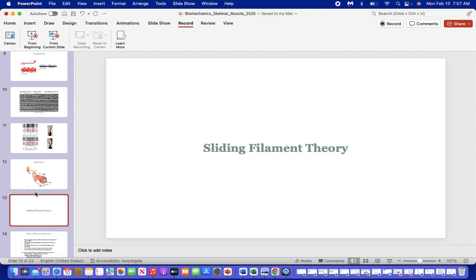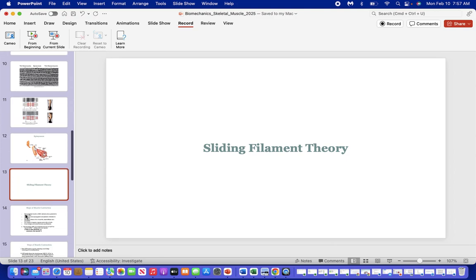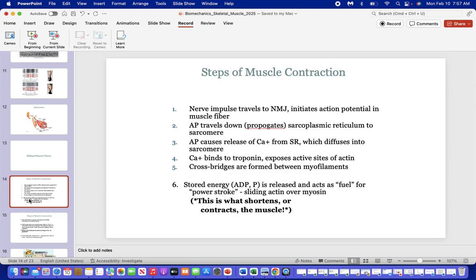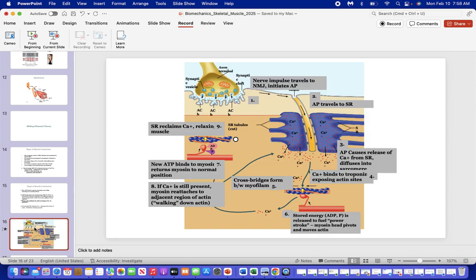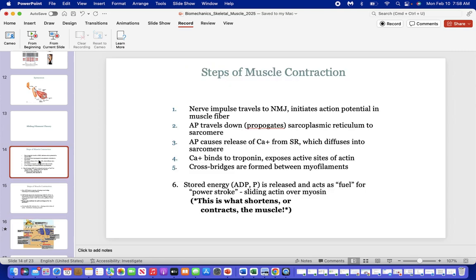Okay. The sliding filament theory is an explanation of how muscles generate force and movement through the interaction of actin and myosin filaments. Basically, in very simple terms, after a nerve impulse enters a muscle, the thin actin and the thick myosin filaments slide together within the muscle fiber, causing the muscle to contract or shorten. The next two slides are a description of the steps of muscle contraction, and then there's actually a schematic of it. Okay, so let's kind of break it down.